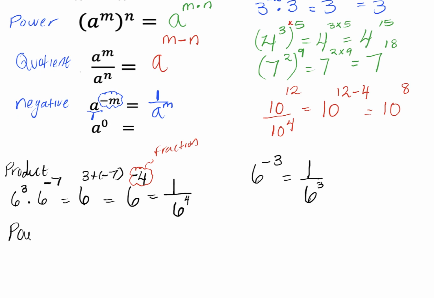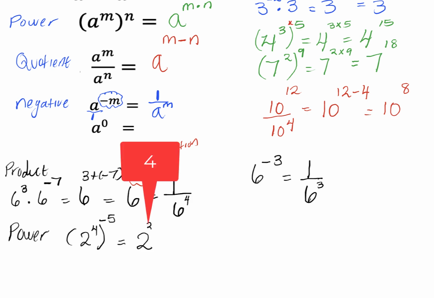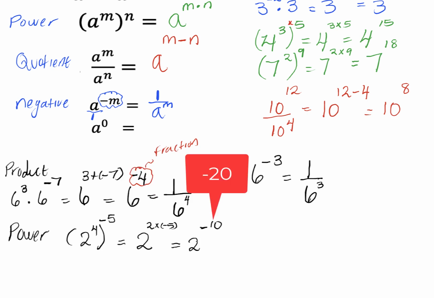Suppose it was the power rule. For the power rule, you could have 2 raised to the 4th power, and then I could raise that to the negative 5. So I have 2 raised to a power, raised to another power. I have to multiply, so this will be 2 times negative 5. My rule for multiplication of integers is a positive times a negative gives me a negative, and 2 times 5 is 10. So my answer will be 2 raised to the negative 10.